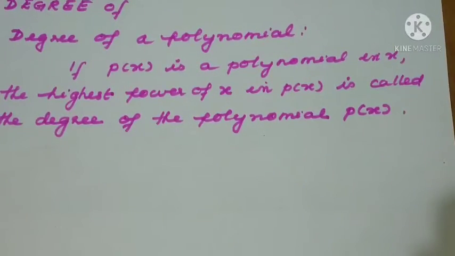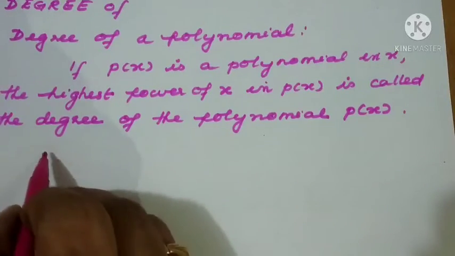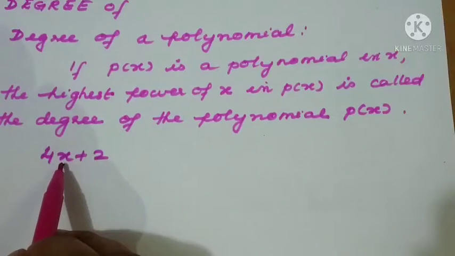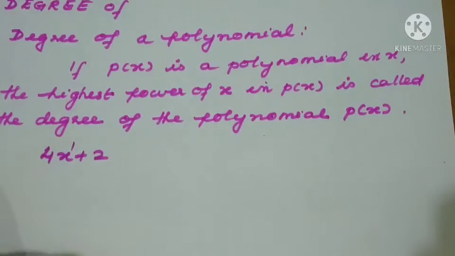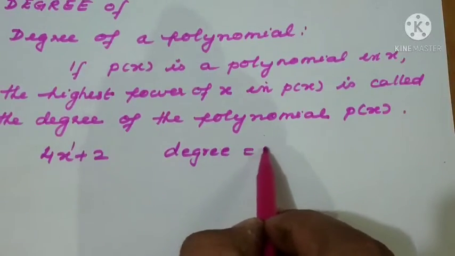Degree of a polynomial. If p of x is a polynomial in x, the highest power of x in p of x is called the degree of the polynomial p of x. So for example, we will take 4x plus 2. What is the degree here? Only one variable is present here, that is x. What is the power of the x? It is equal to 1. The meaning is the degree of this polynomial is equal to 1 only.